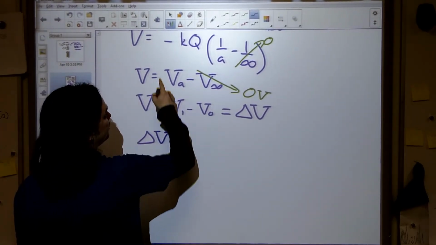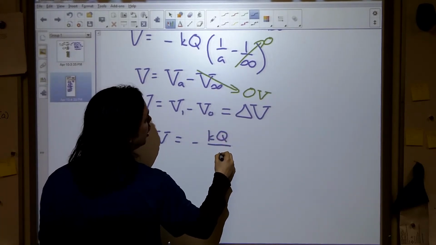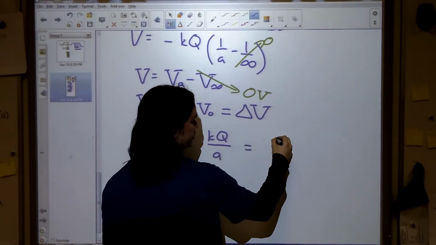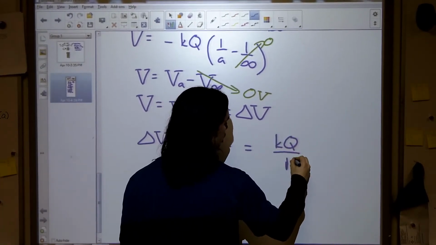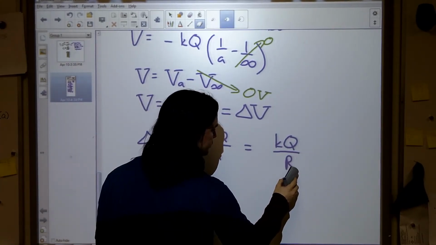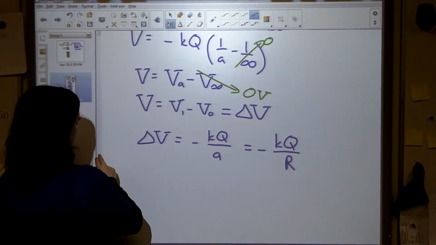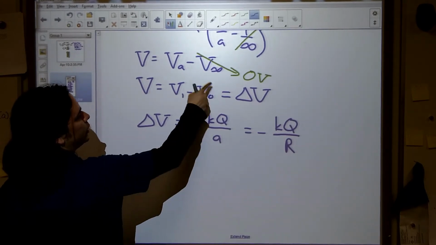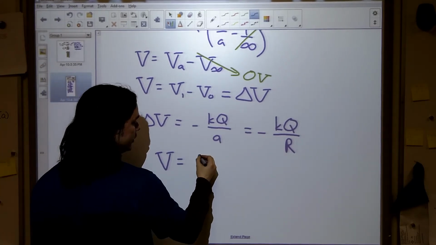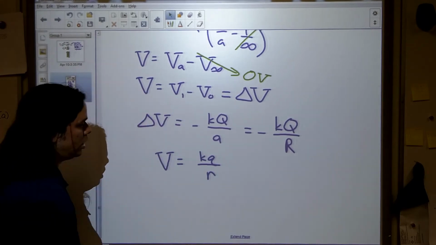And I think I did end up with a negative in here, but the delta V should actually account for that. We end up with negative KQ over A. If you remember, A is also equal to R, so we'd have KQ over R. Yeah, so A would be equal to the big radius there. And then we end up with an equation very similar to what you saw for the potential for a spherical distribution: KQ over R. Not R squared, but R.